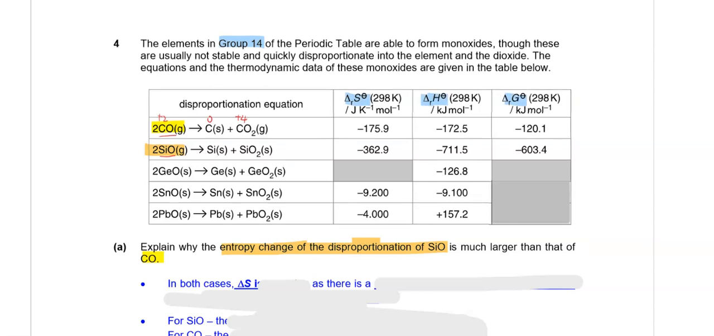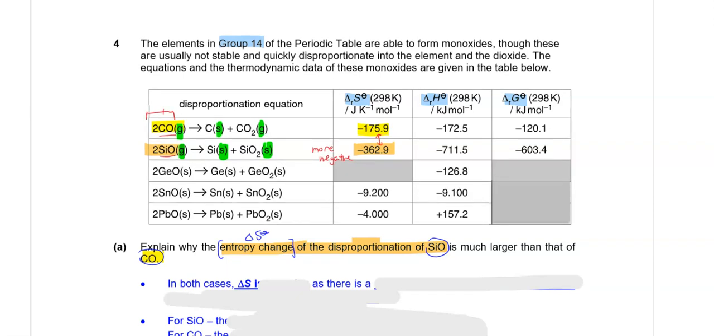The first question asks you for the entropy change, which is the delta S. The entropy change for SiO is much larger in magnitude than that of CO. You can take a look at the two entropy values. The entropy value for SiO is a lot more negative as compared to carbon monoxide. This is largely due to the change in the number of moles of gas in the reaction, so we focus on the number of moles of gas.